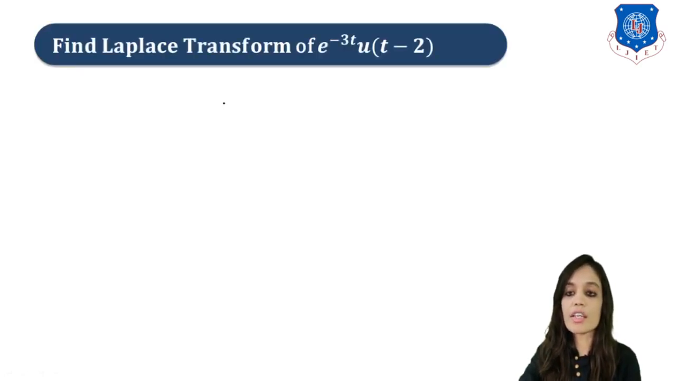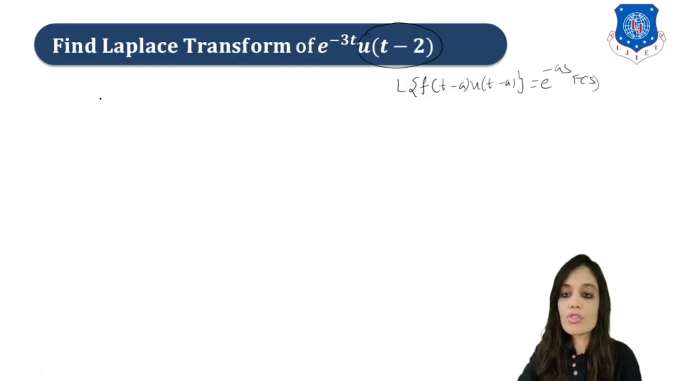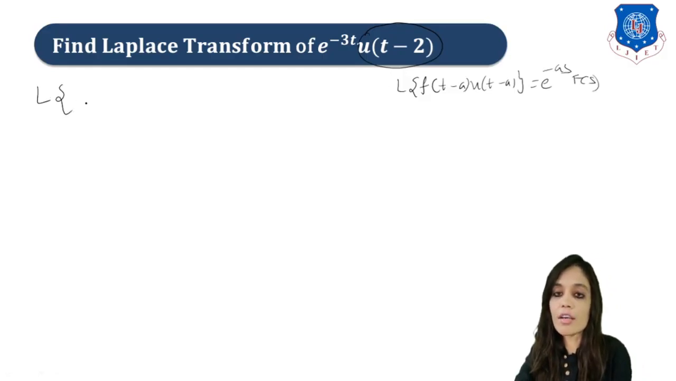Okay, so let us understand this using examples. So we have to find Laplace transform of e raised to minus 3t ut minus 2. Here on looking at the unit step function, we all know that we have to apply second shifting theorem. That is Laplace of f of t minus a ut minus a is equal to what? E raised to minus as f of s. So let us write our example, that is Laplace of e raised to minus 3t ut minus 2.